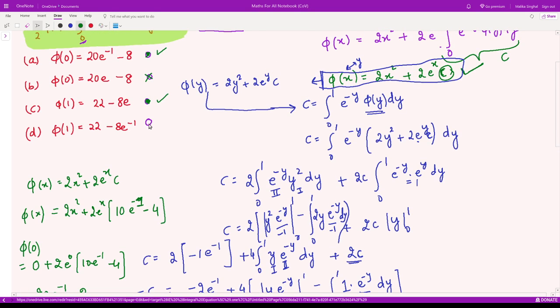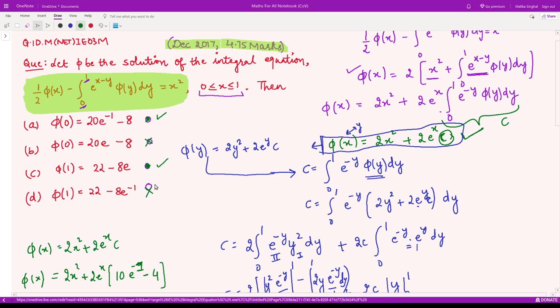So option third is the correct option. Option fourth is not the correct option. So the correct options are option A and option C.